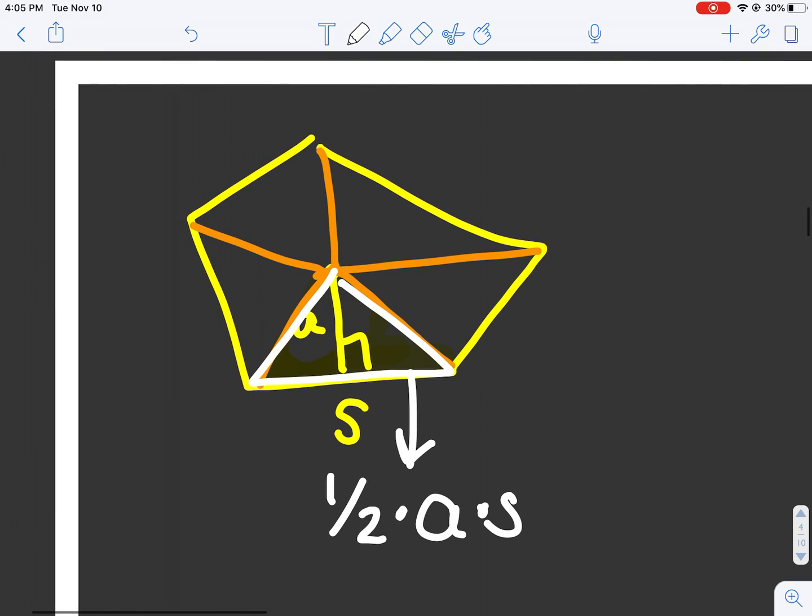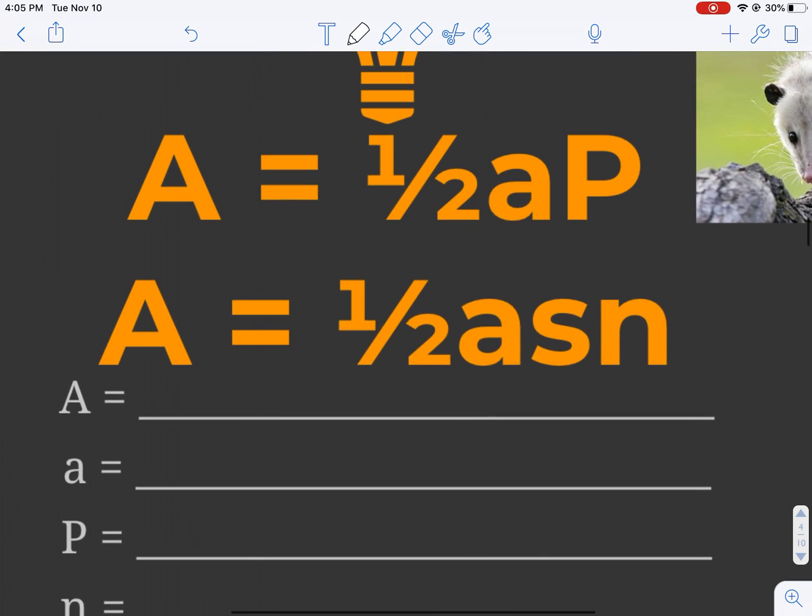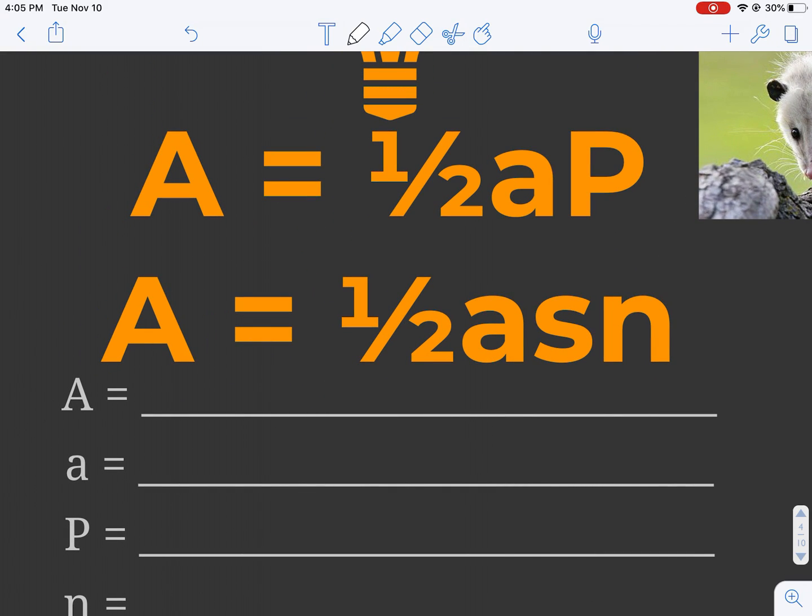But I've got 4 more triangles that are exactly the same. So I'm going to multiply by 5 or whatever number of sides I have. If I had 8, I would do 8. If I had 7, I would do 7. So my formula ends up being 1/2 the apothem times the side times the number of sides. My capital A stands for area. My little a stands for the apothem.